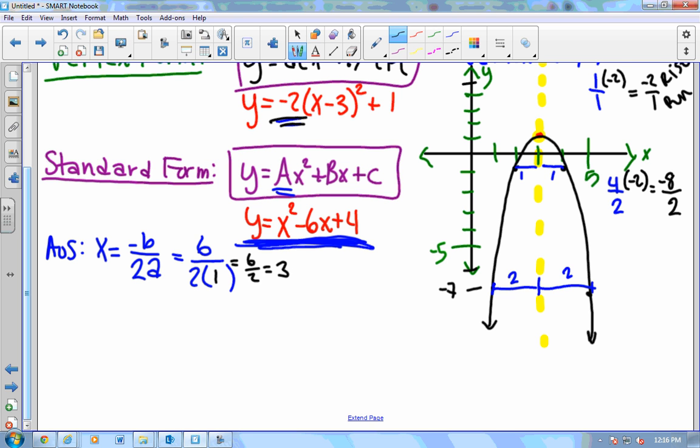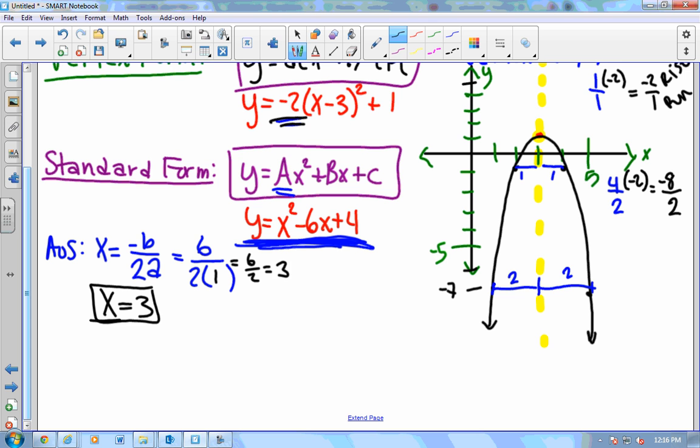The axis of symmetry is not 3, though. You will get it wrong if all you put is 3. The axis of symmetry is an equation. X equals 3. It's not just 3. 3 is a point on the x-axis. X equals 3 because it slices down the x-axis at 3.